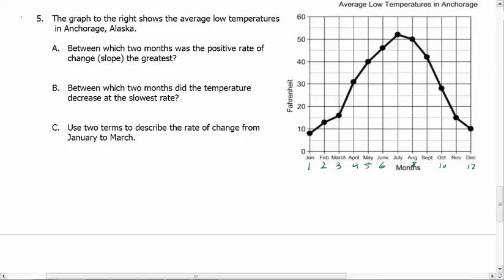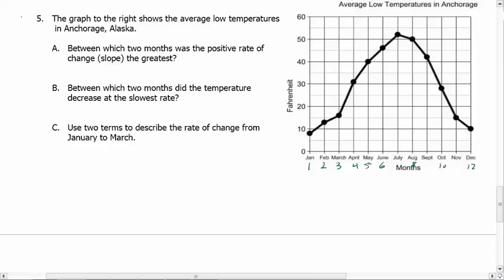All right, now our first question is asking us between which 2 months was the positive rate of change, the slope, the greatest. Now we haven't really talked about positive and negative slopes yet, but you can probably reason out that when x is increasing, if y is increasing, that's a positive slope. If y is decreasing, that's a negative slope. So everything from January to July, you can see that all of those y values increase, and so those are all a positive slope. Everything from July to December, all of those y values are decreasing. Therefore, those are a negative slope.